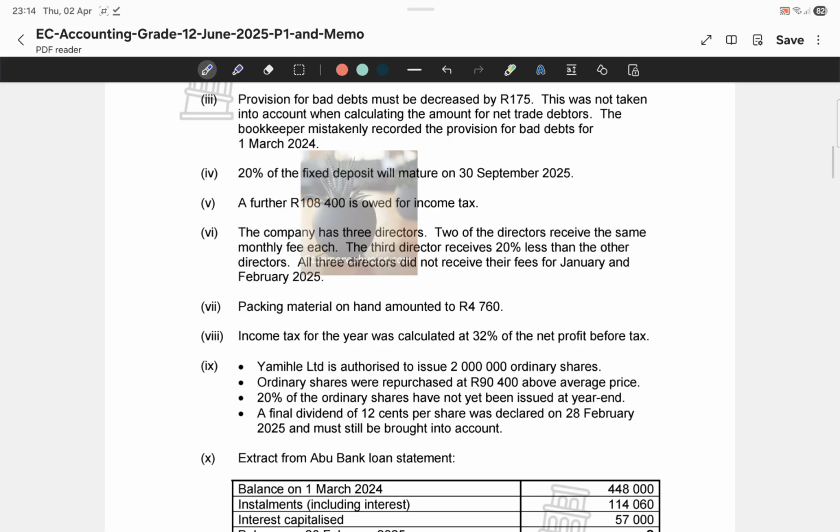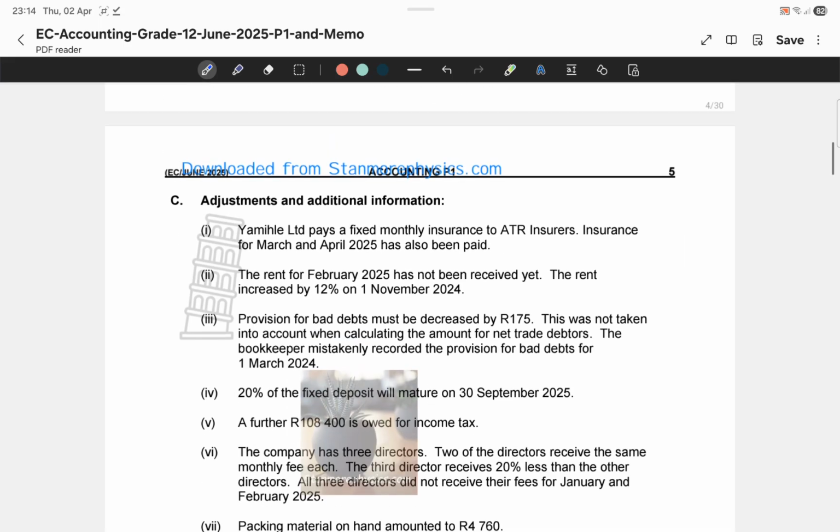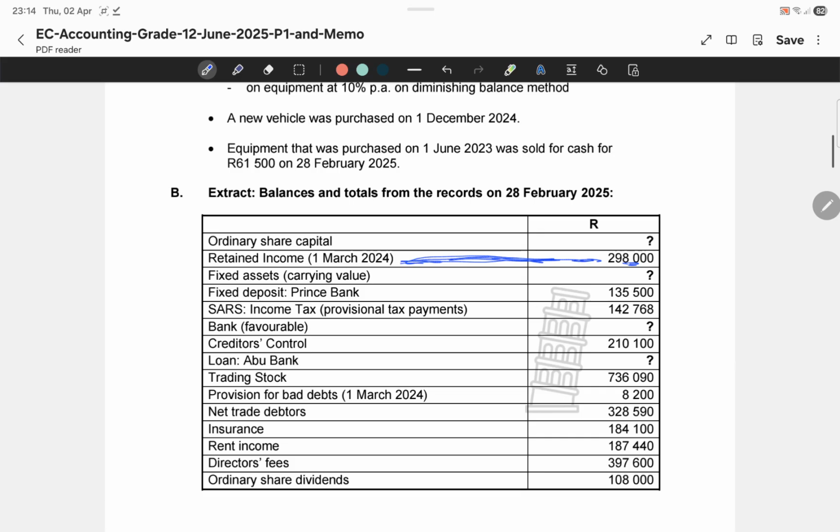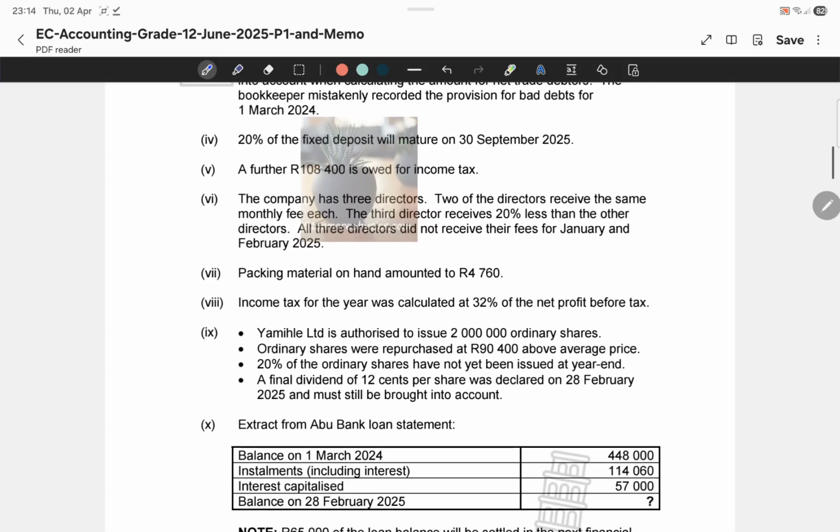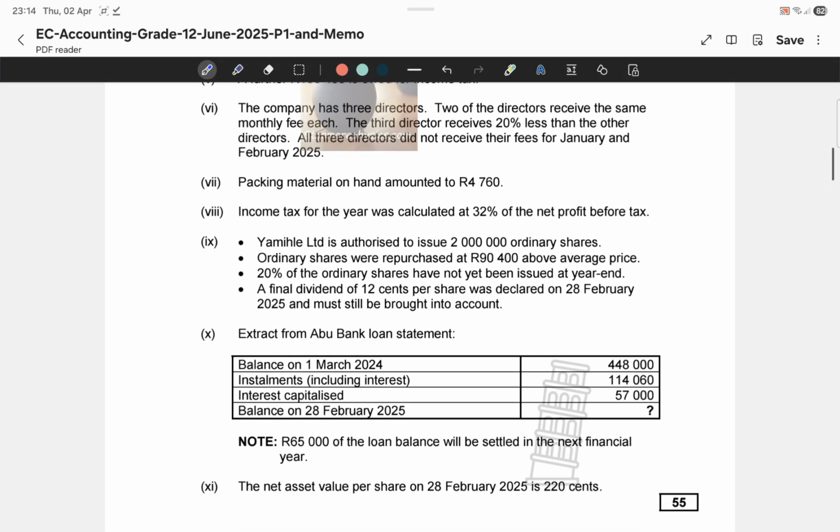First of all, you need to know what is included in the retained income note. At the beginning, we have the balance at the beginning, we have the net profit after tax, we have the repurchase of shares, we have the ordinary share dividends, which include interim dividends and final dividends, and lastly, we have the balance at the end of the year. I showed you on the trial balance that the balance at the beginning of the year is 298,000. Now let's look for information regarding the net profit after tax.